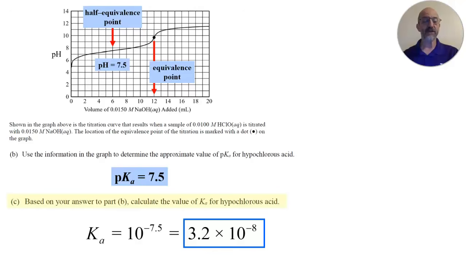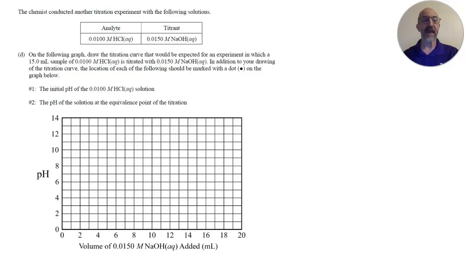Let's go ahead and move on to part D of this question. I think we have to sketch another titration curve. So it says, the chemist conducted another titration experiment with the following solutions. Now, the analyte is not hypochlorous acid. The analyte is HCl. That's hydrochloric acid, which is actually on your list of 6 strong acids. So we have a strong acid, HCl, and it's being titrated with a strong base, sodium hydroxide.